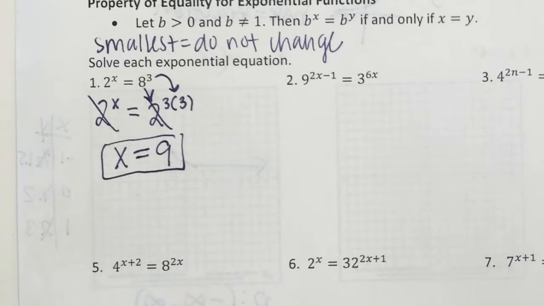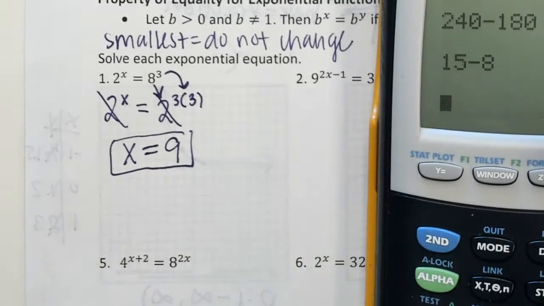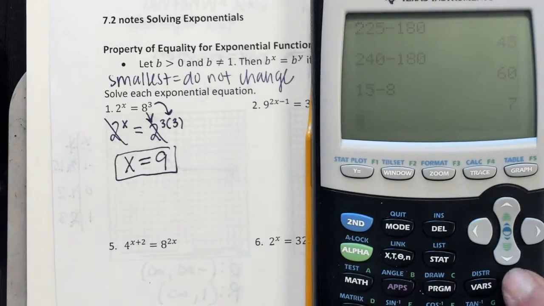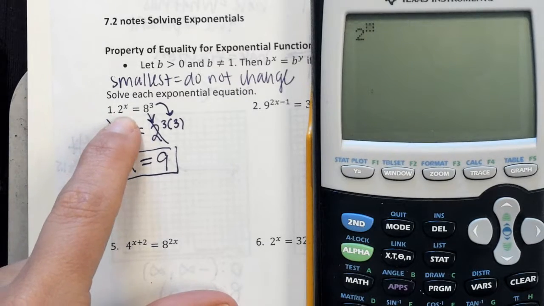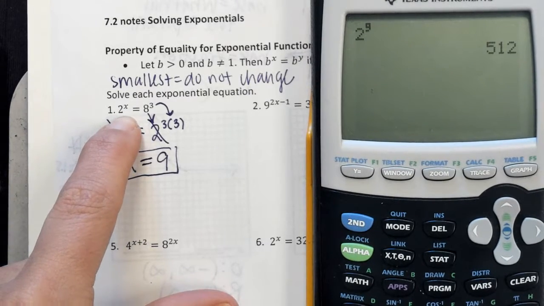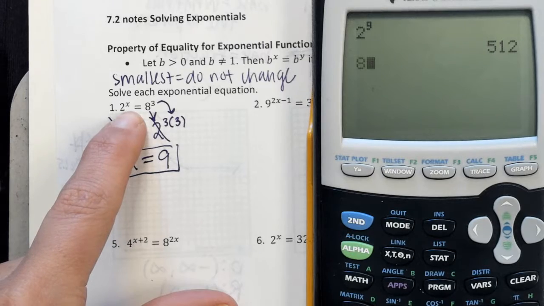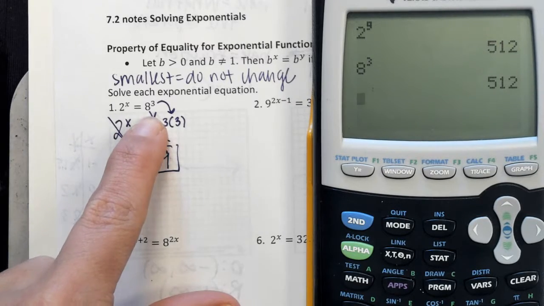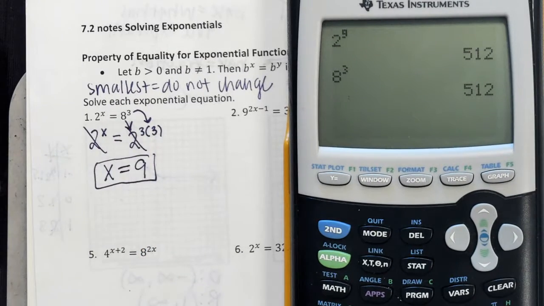Okay. And I'm going to show you how to check it. All you do is type each one in your calculator, each side of the equal sign. So like on the left side, you would type in 2 to the what power? 9. Because you're plugging in 9 for x. And then type in 8 cubed. Are they the same? Yep. So that's how you check it. Everybody good so far?